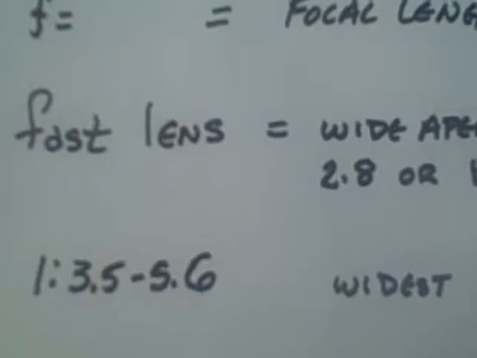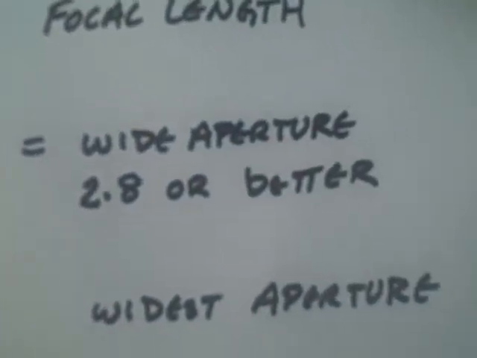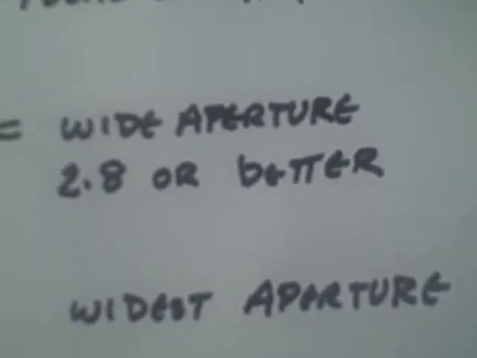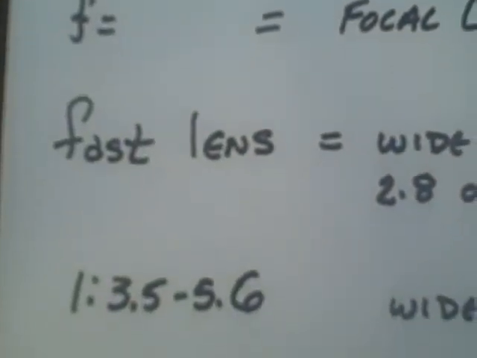You'll hear about fast lenses, or how fast is your lens. And what that means is a wide aperture. How wide is the widest aperture on your lens? Usually a 2.8 or better is considered a fast lens.